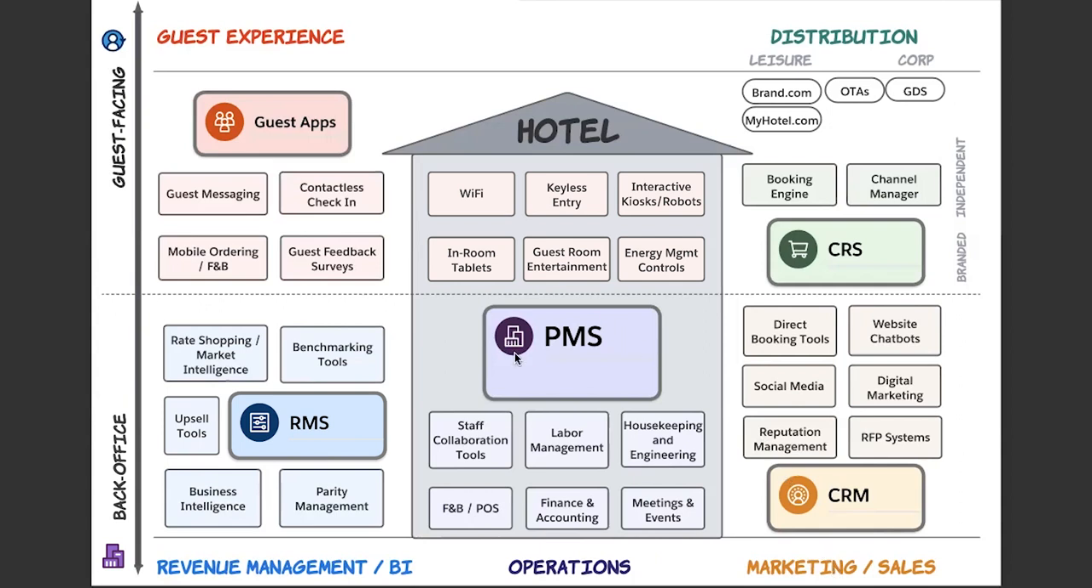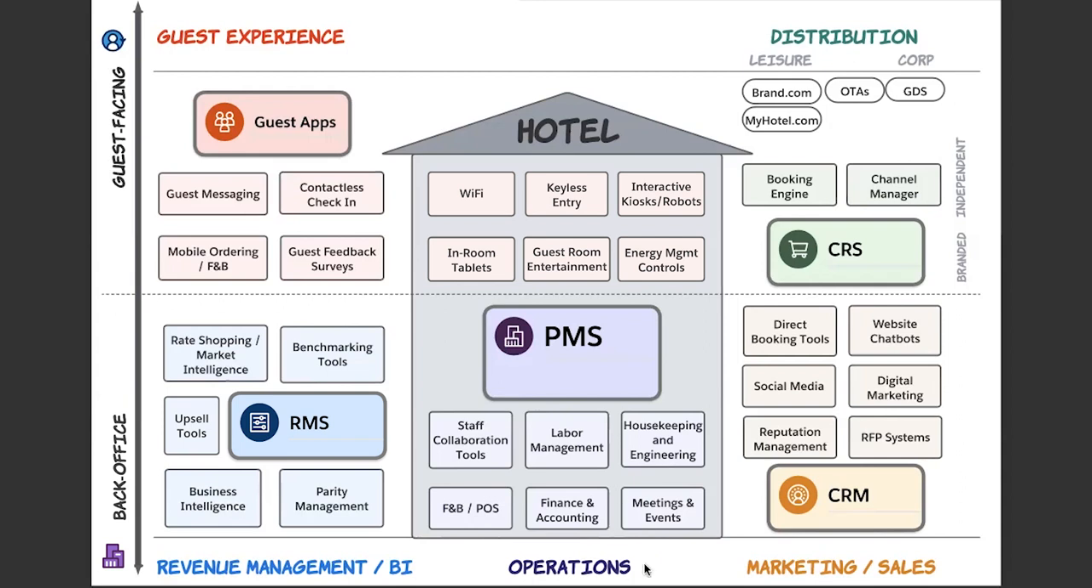In the spotlight in the middle of it all, we've got the PMS, Property Management System, that sits in the center of a hotel tech stack. It's like the hotel's Swiss Army knife. You can't really operate a hotel without a PMS, though there are still some lodging properties out there in the world that haven't yet implemented that core piece of technology.